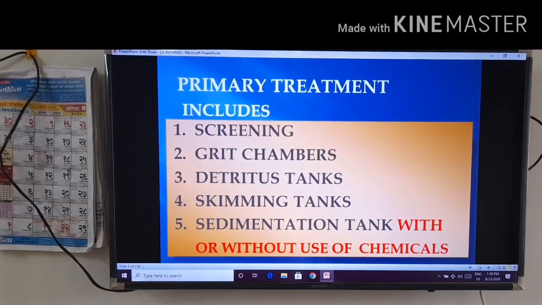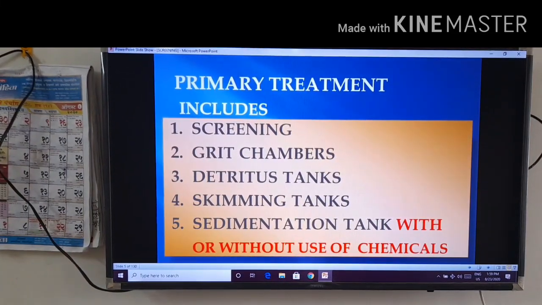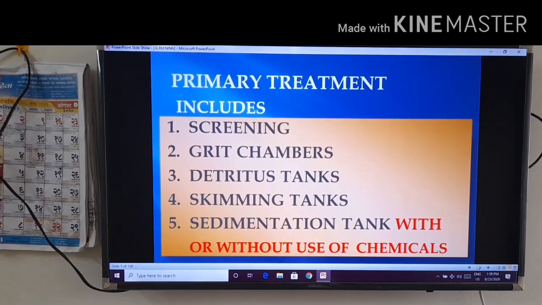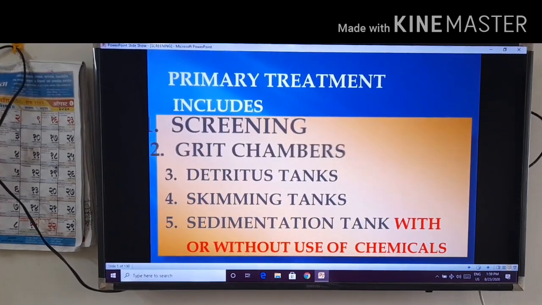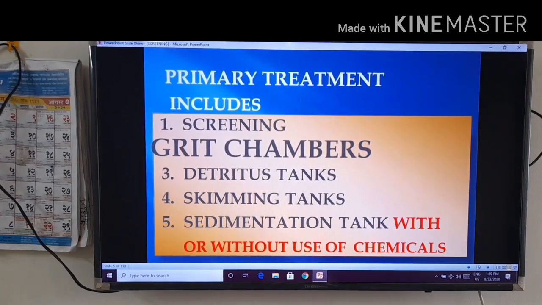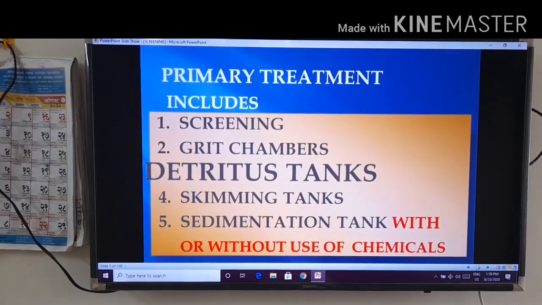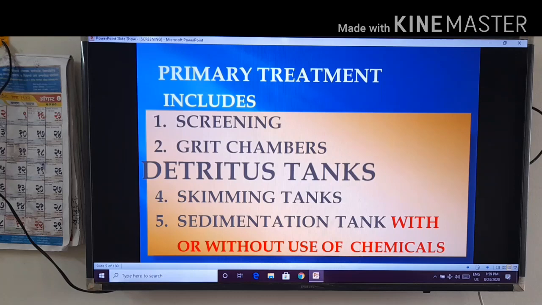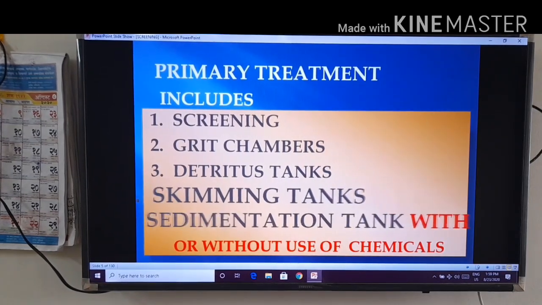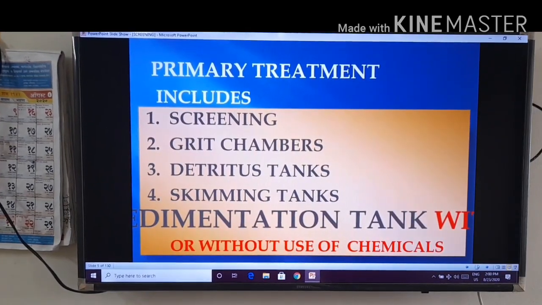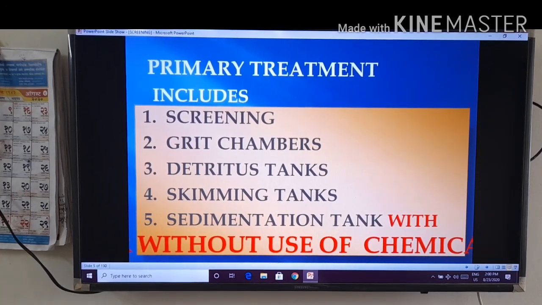Primary treatment includes first, screening, second, grit chamber, third, detritus tank, fourth, skimming tanks, and fifth, sedimentation tank with or without use of chemicals.